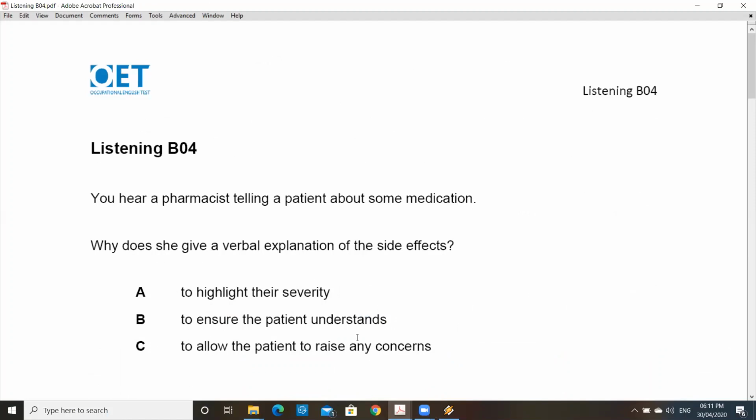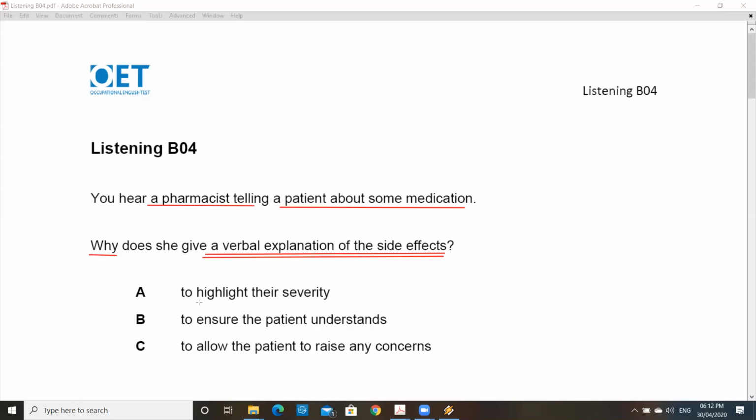So we have one more purpose question here on screen. You can again see the typical question prompt. A pharmacist, this is the context sentence, is talking to a patient about medication. Why? Okay, so this is purpose. Why does she give a verbal explanation of the side effects? So after reading the question, you get to know that this conversation is going to be about medication and its side effects, and the pharmacist is explaining these things to the patient. Now you have to find out, why is she giving a verbal explanation?